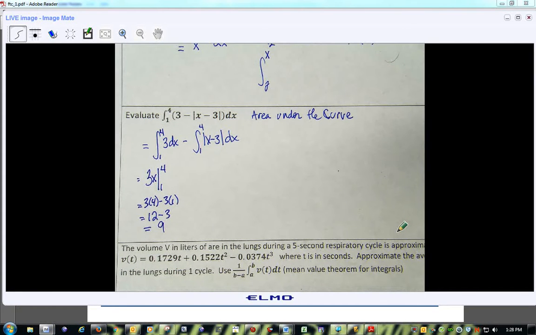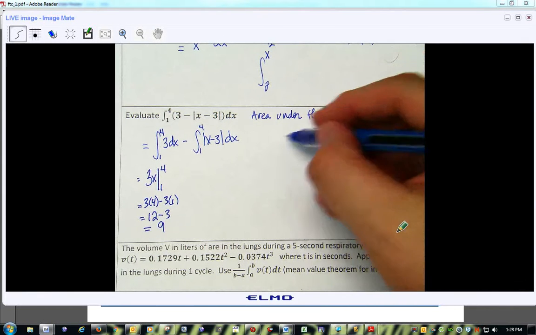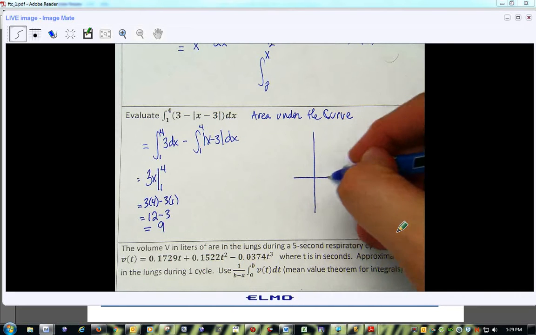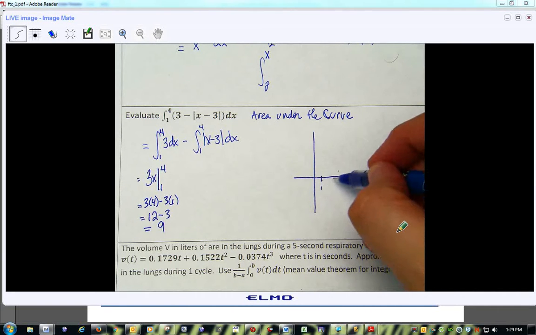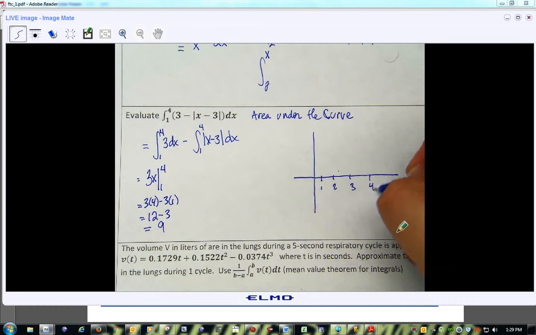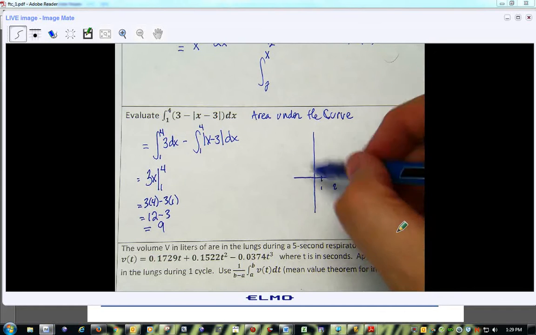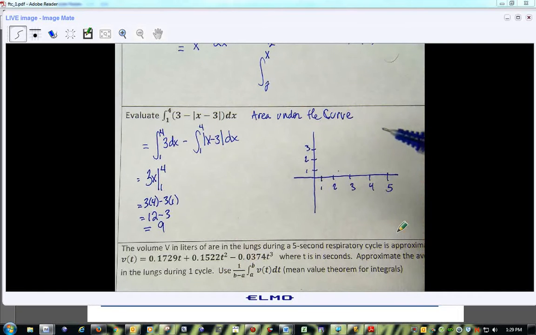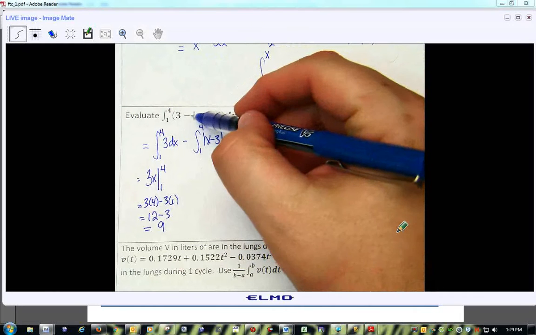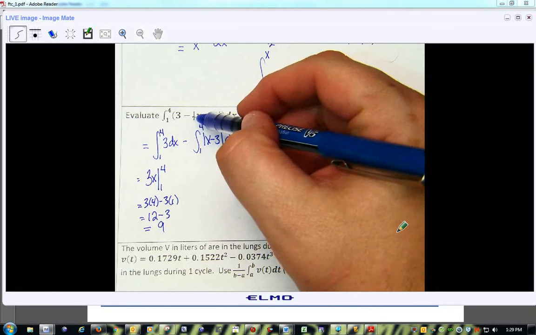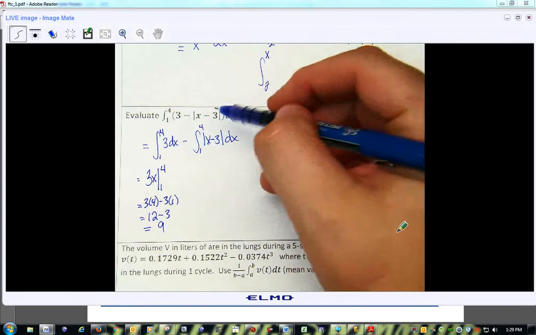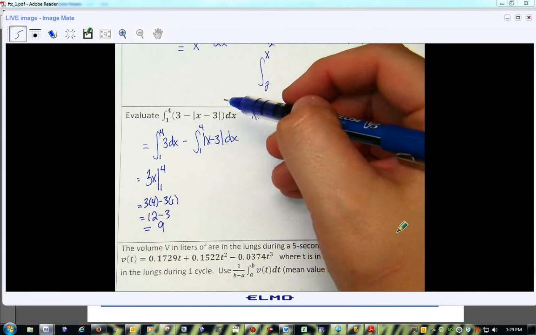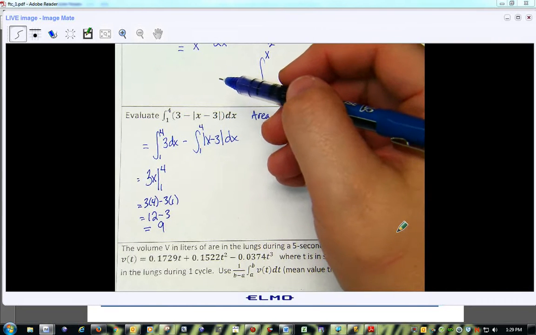The absolute value, a good way to actually do this is to graph it out. Because I can take care of the 3 really fast. Whenever you're adding or subtracting two different things, you can split the integral and say it's the integral of this one minus the integral of this one. So it allows us to do like x squared plus 3x plus 4 and integrate each term individually and add them together.